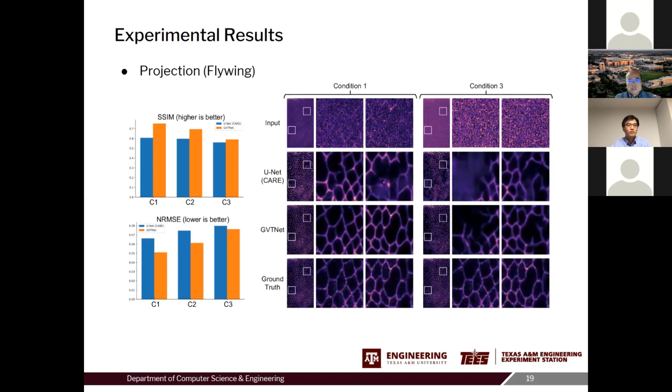And this is an example of comparison between our method, which is the third row here, compared with the UNet, which is the second row. And the last one is the ground truth on this projection example.